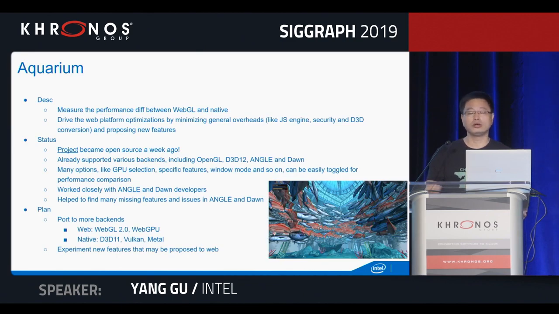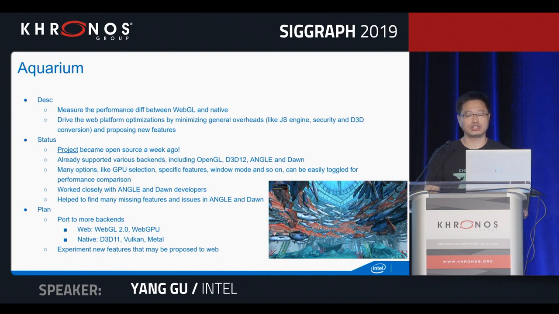Last but not least, we always wonder what's the performance difference between the native and the web. What can we do for the web to optimize some general overheads or bring some new features to the web? Our answer to this is Project Aquarium. You may know Aquarium before. This is a de facto WebGL benchmark, but we ported it to the native, and we already have various native backends for it, that is OpenGL, D3D12, Angle, and Dawn. And we just released the project to the public a week ago.